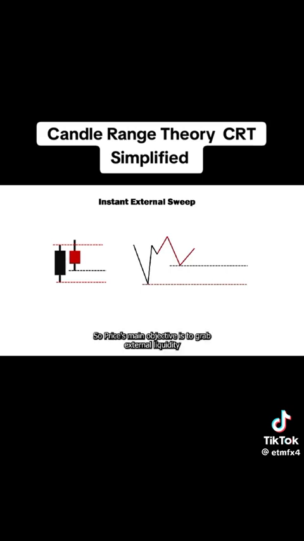So let's talk about the instant external sweep. So price's main objective is to grab external liquidity before attacking your trigger point, therefore closing the range. So as you can see here, price grabs liquidity via sweep. And how it would look on your macro is price will start off bullish, but quickly the candle will flip and that bullish movement will end up as a wick. So now when price approaches your trigger point, the next level is closing out your range. So that will be your target.